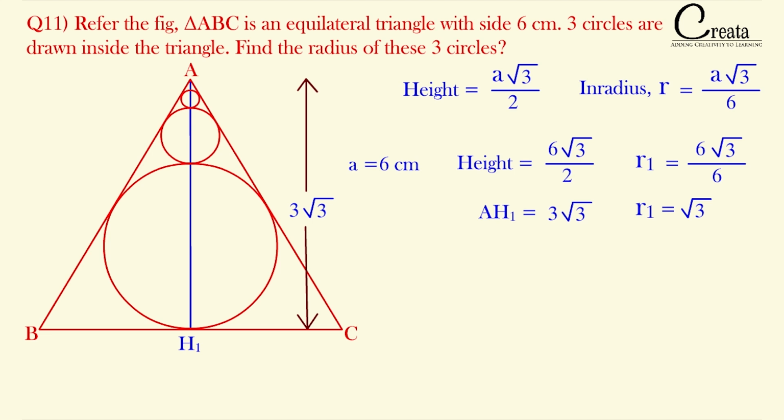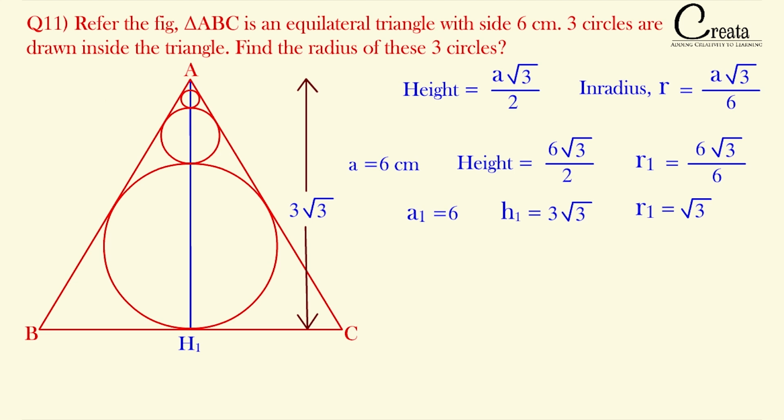Let's denote the height of triangle ABC as h1 and side of the triangle as a1. Inradius we have already denoted as r1. We are doing this to segregate the circles. Everything related to the big circle will be 1, that is a1, h1 and r1. And for the middle circle we will denote a2, h2 and r2. And for the smallest, that is the topmost circle, we will denote a3, h3 and r3. The biggest circle is 1, the middle circle is 2 and the smallest circle is 3.